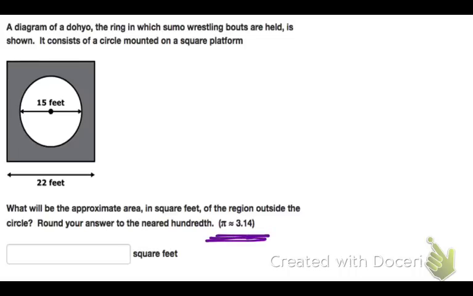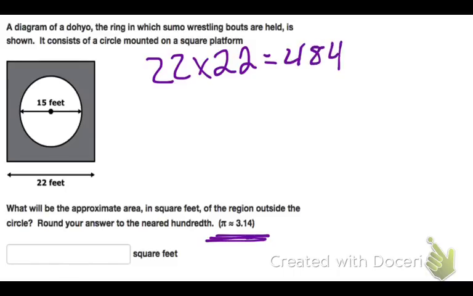Okay? So, we want to figure out the area out here, which means we need to find the area of the rectangle, and then we need to subtract the circle, because that's kind of taken out of the rectangle. Or the square, I guess it's a square. So, I'm going to take 22 times 22, and that's going to give me the area of that square platform. Okay, so it's 484. So keep that in mind, 484.